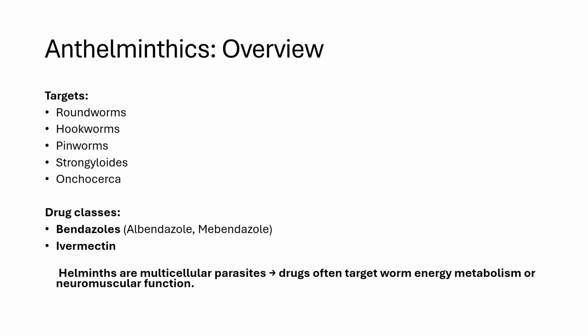So the drug classes we have here are the bendazoles, so albendazole and mebendazole, and then we're going to touch again on ivermectin, which we talked about before. So helminths in general are eukaryotic parasites. So drugs must selectively target the worm-specific pathway, either their energy metabolism or neuromuscular signaling, without harming the human host, similar to what we talked about with the eukaryotic fungal pathways.